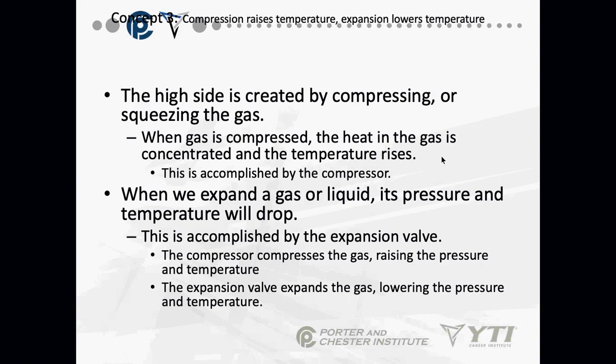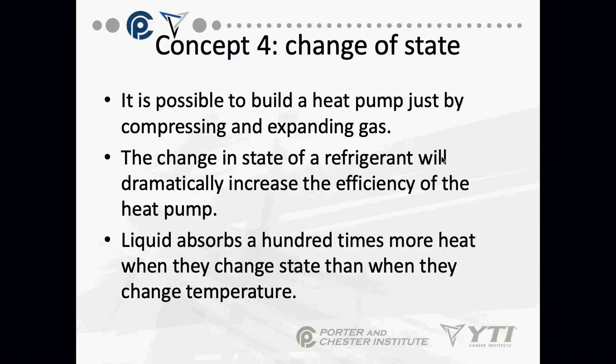Then on the other side of the system, we expand that compressed gas or liquid. The pressure and thus the temperature will drop. That's done by the expansion valve. So in a heat pump system, just like an air conditioning system, the compressor compresses the gas, raising the pressure and temperature. The expansion valve expands the gas, lowering the pressure and the temperature. It's possible to build a heat pump just by compressing and expanding the gas. A change in state of the refrigerant will increase this efficiency.